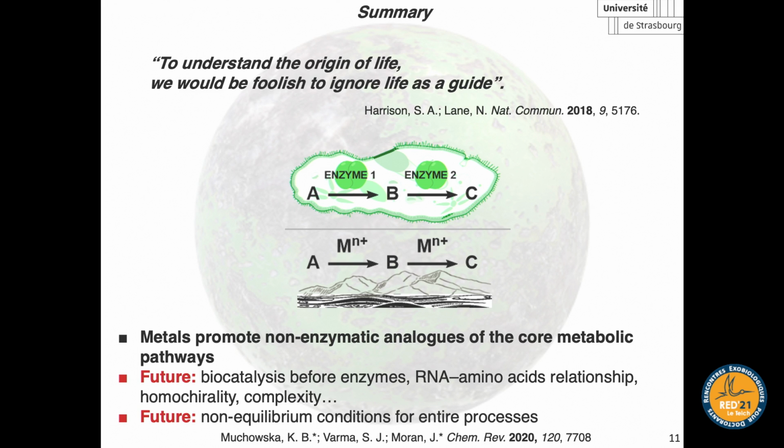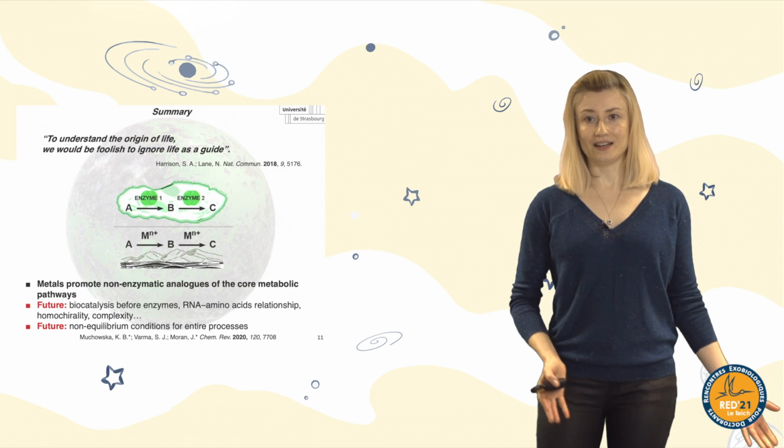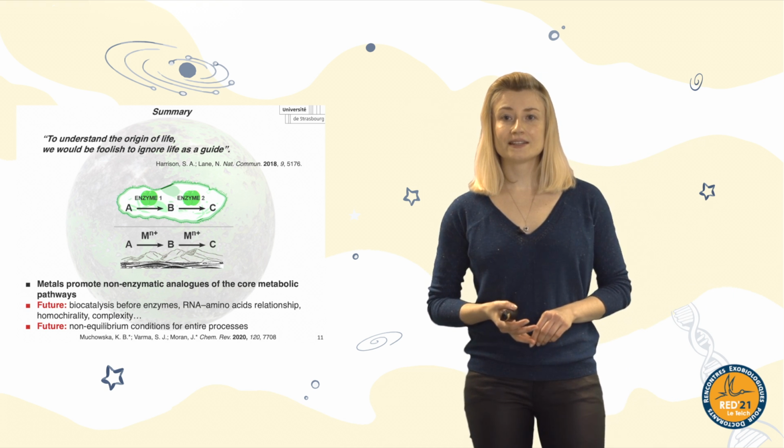To summarize, the main conclusion you should remember from this lecture is that non-enzymatic analogues of core biochemical pathways may have preceded the biological enzymatic ones. And secondly, these non-enzymatic protometabolic pathways can be promoted by transition metals. And these transition metals, such as iron, were likely very easily available on the young planet. Of course, there is still a number of fundamental questions that we haven't answered, and we are very far away from discovering how life emerged on the early planet.